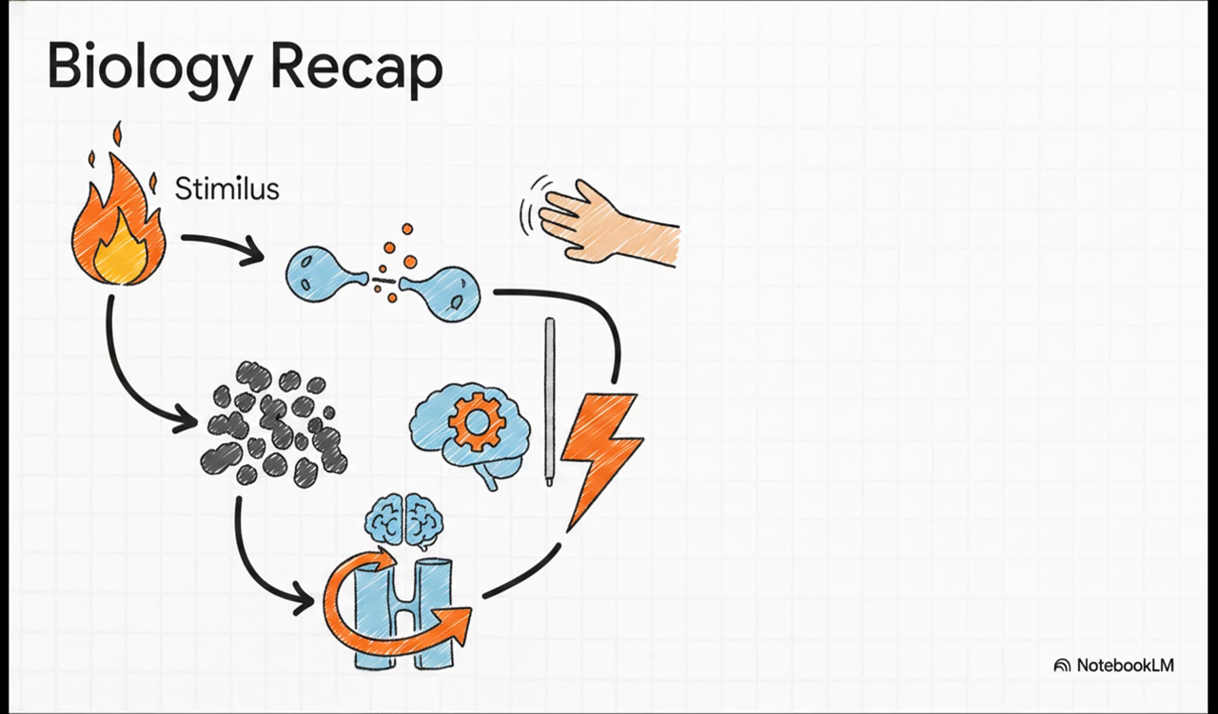1. A stimulus is always the input that triggers a response. 2. Neurons transmit those signals across those tiny gaps we call synapses. 3. Gray matter processes the data while the myelinated white matter transmits it at high speed. 4. Voluntary actions require conscious thought, but reflexes are purely automatic. And 5. Reflex arcs are your rapid safety responses that totally bypass the brain to keep you out of harm's way.